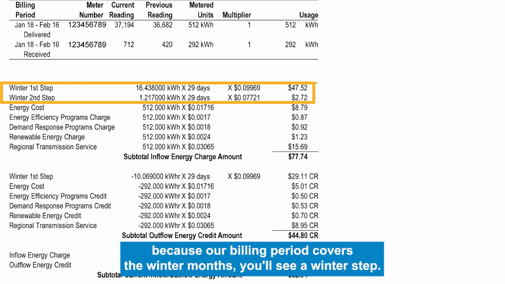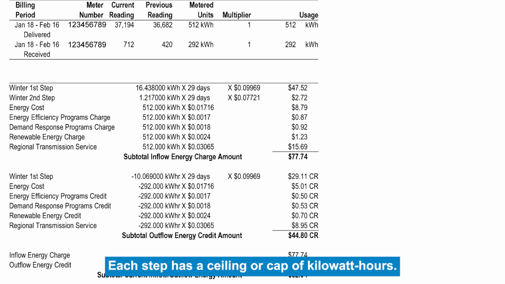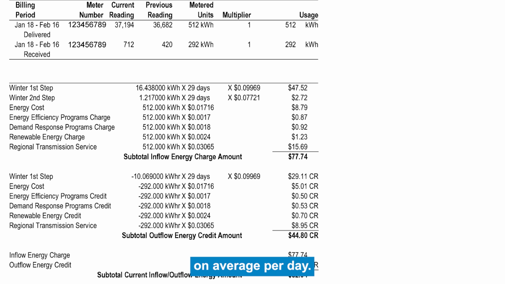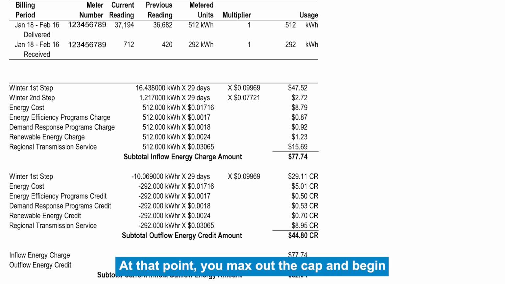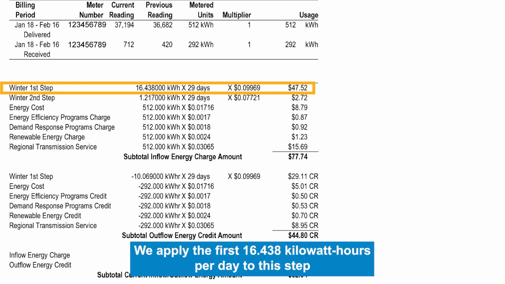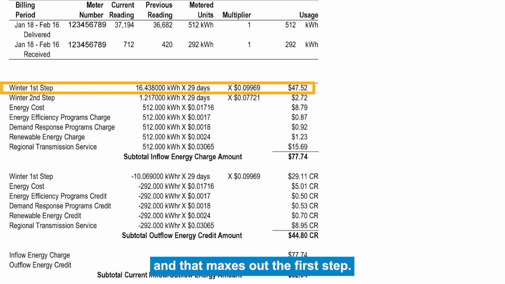In this example, because our billing period covers the winter months, you'll see a winter step. Each step has a ceiling or cap of kilowatt hours. The cost of electricity remains the same until you reach this certain number of kilowatt hours on average per day. At this point, you max out the cap and begin to be charged according to the next step rate. In this example, the first step rate caps out at the first 16.438 kilowatt hours per day. We apply the first 16.438 kilowatt hours per day to this step, and that maxes out the first step.